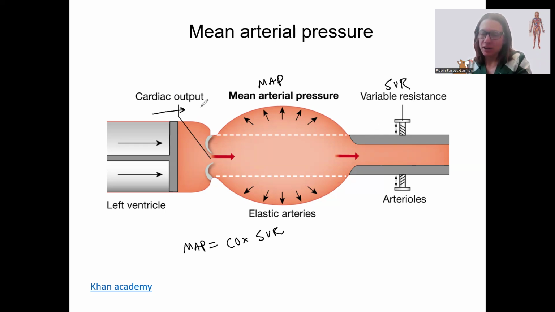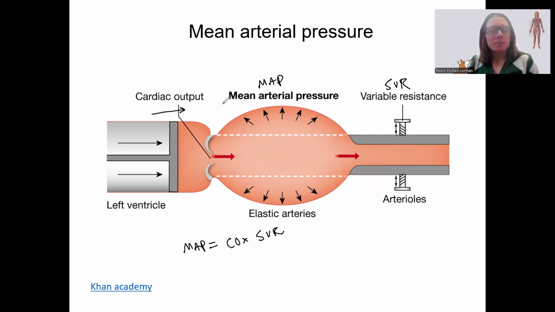The higher the cardiac output, the higher the pressure, the higher the resistance, the higher the pressure as well. Lower cardiac output is going to lower the pressure at this point. Lower resistance is going to lower that pressure. So they're both positively contributing.